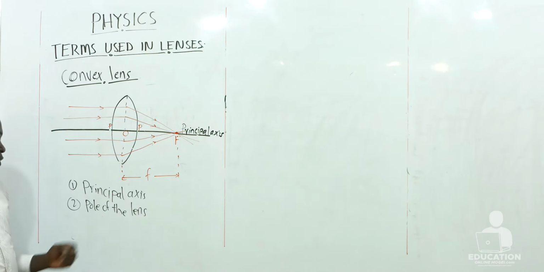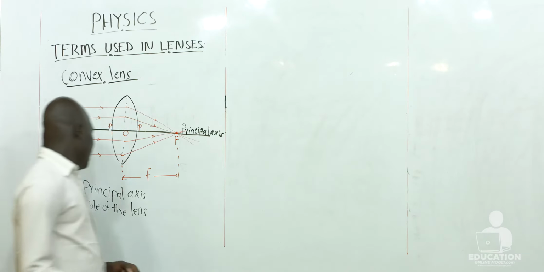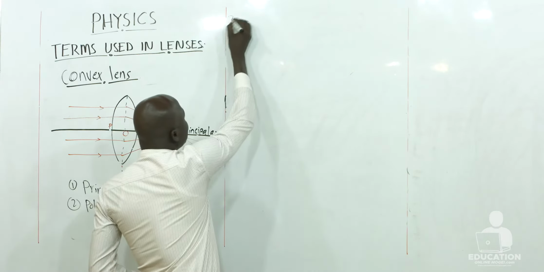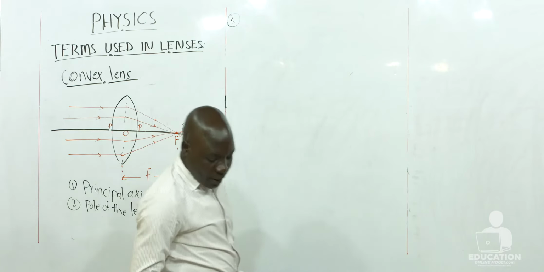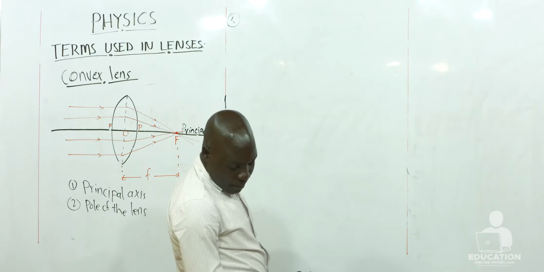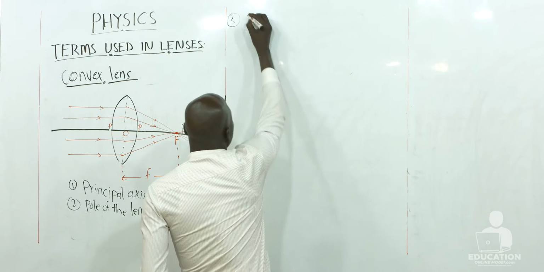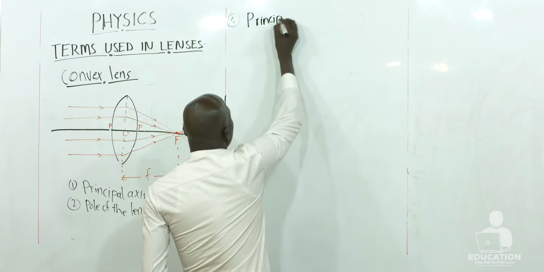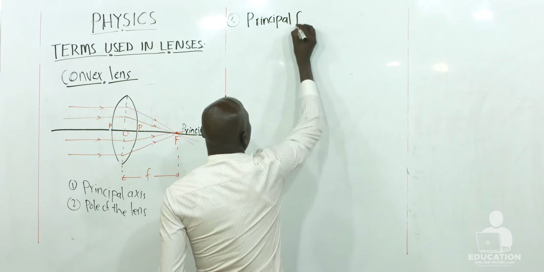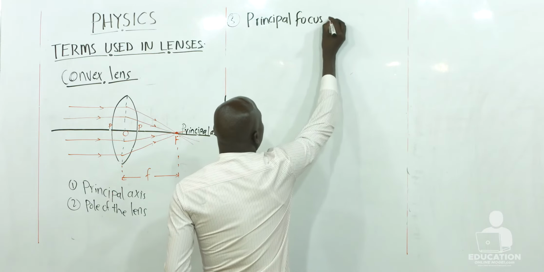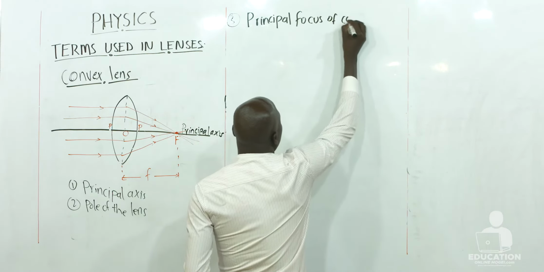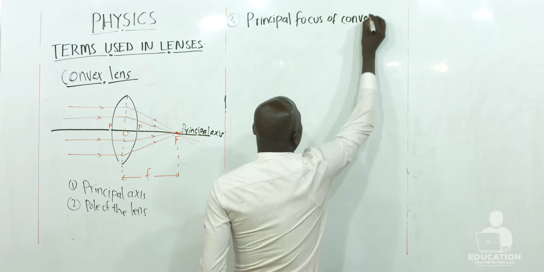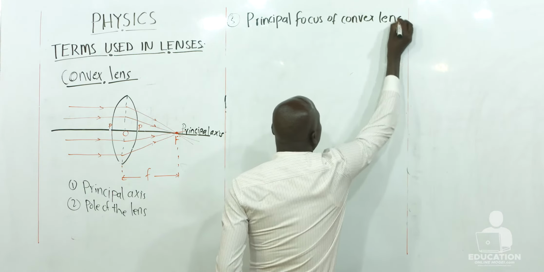So dear learners, today we are going to look at other terms used when dealing with lenses, and we say term number 3, and it is called the principal focus of convex lens.